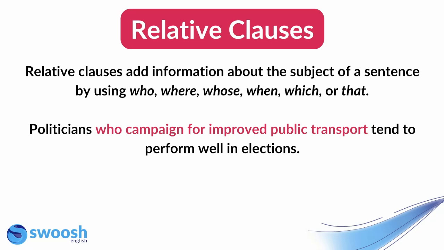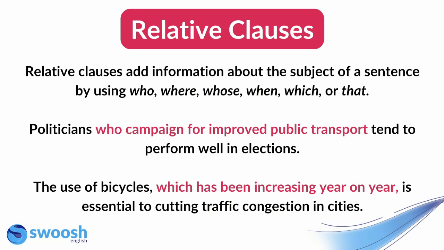essential for the sentence. Now, an example of the other type of relative clause, which would be a non-defining relative clause, the use of bicycles, which has been increasing year on year, is essential to cutting traffic congestion in cities. Now you'll notice with this relative clause we've got the use of commas. This is because for this type of relative clause you could take out that information that comes after the word which and the sentence would still make sense.